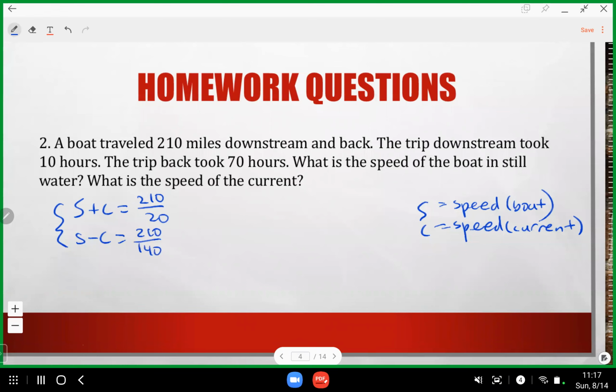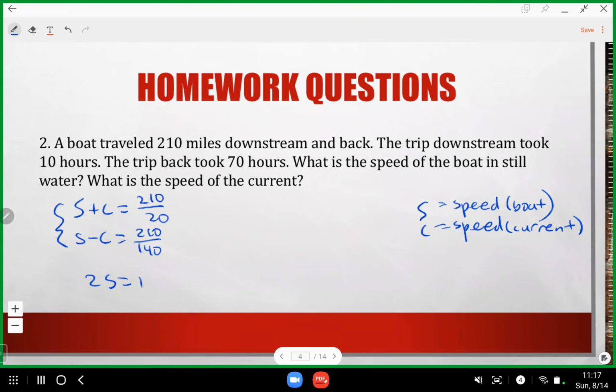And after that, I simplified the two fractions and then combined the two equations together. So I got s plus c plus s minus c equals 21 halves plus 3 halves, and 21 halves plus 3 halves is equal to 12.